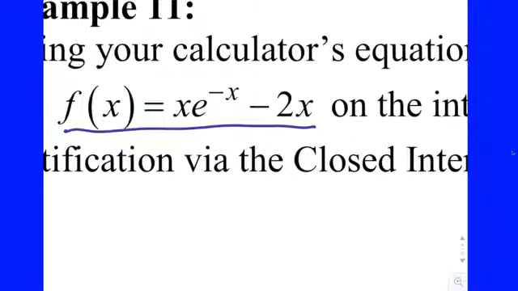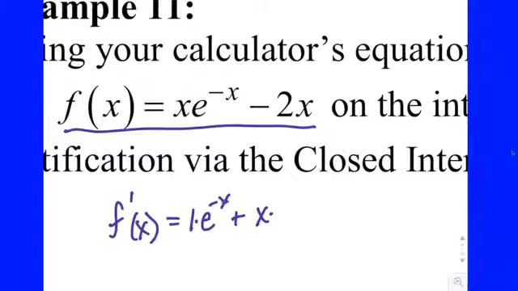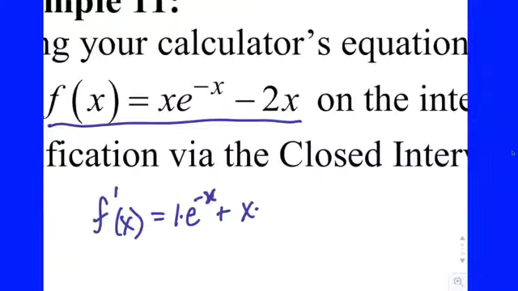So let's go ahead and find the critical values. We're going to need the derivative. Notice I haven't even picked up my calculator yet. F of x equals, what rule do we use on the first one? Product, okay? Unless you want to factor an x out of both first. I'll just do it, product rule. So that's 1 times e to the -x plus x times, for some reason this is an easy one to miss. What's the derivative of e to the -x?